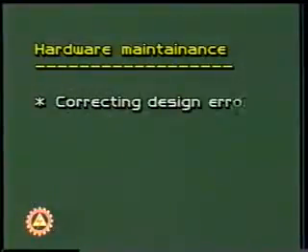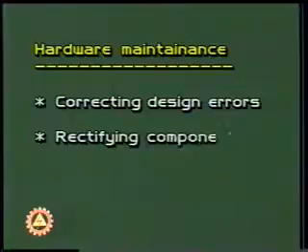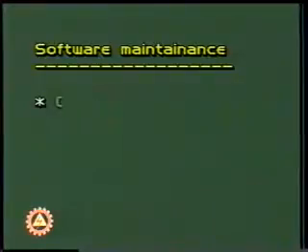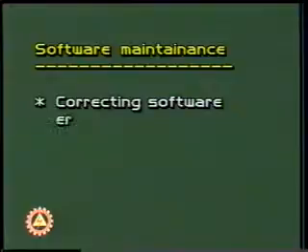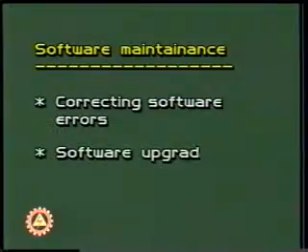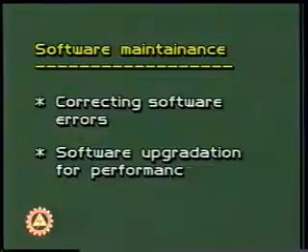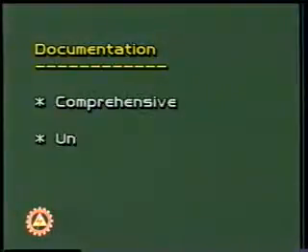Finally, we should take care of the software and hardware maintenance and documentation. Hardware maintenance would mean correcting design errors and component failures. Software maintenance would mean correcting software errors and upgrading the software to improve the system performance. This can be done successfully only when we have the system details in a well-documented form. The document should be comprehensive and unambiguous.